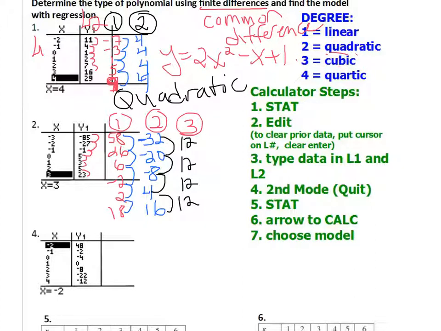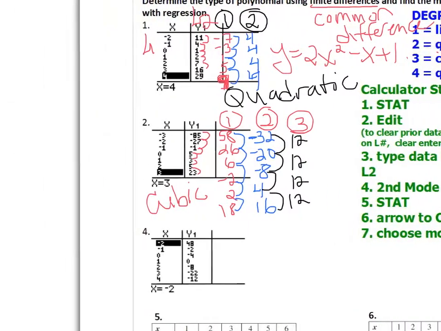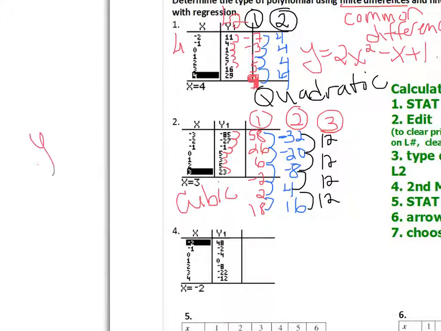So you're going to go in your calculator, follow all the steps, and the equation you should get for number 2 is y equals 2x to the 3rd minus 4x squared plus 5.